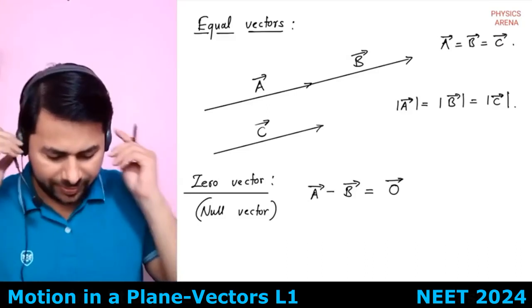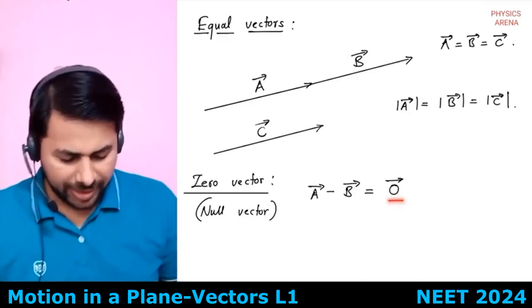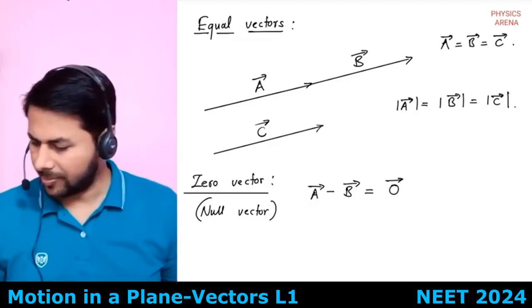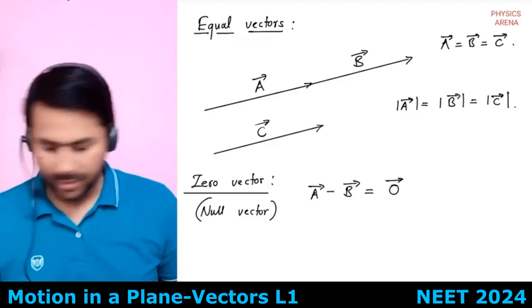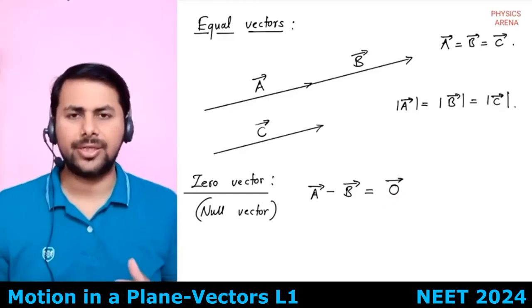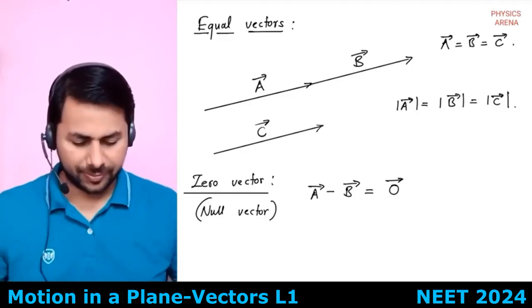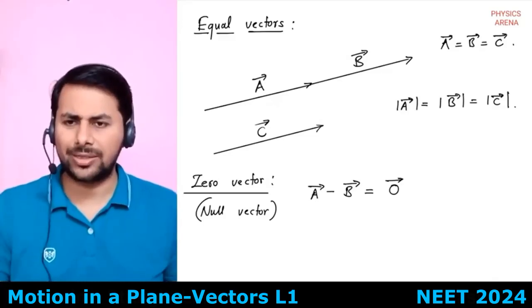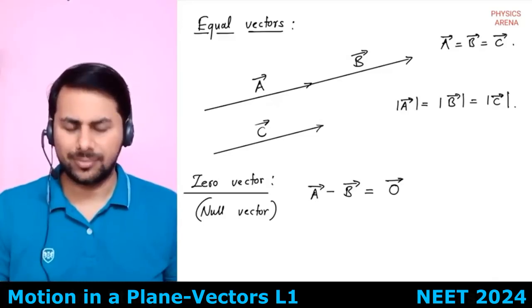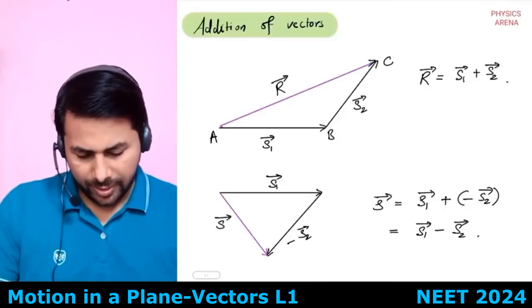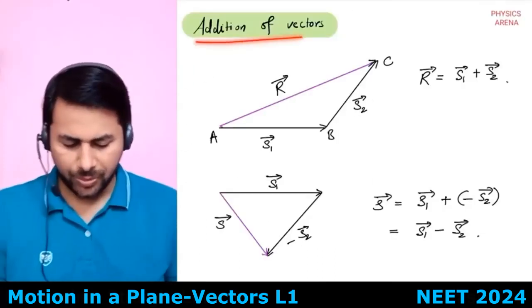All right, so this means that it is the result of what? The addition or subtraction of two vectors, right? This means that it is the result of addition or subtraction of two vectors. That's it. Okay, so this is clear, 0 vector. Yes, sir. Okay, let's see the addition of two vectors.